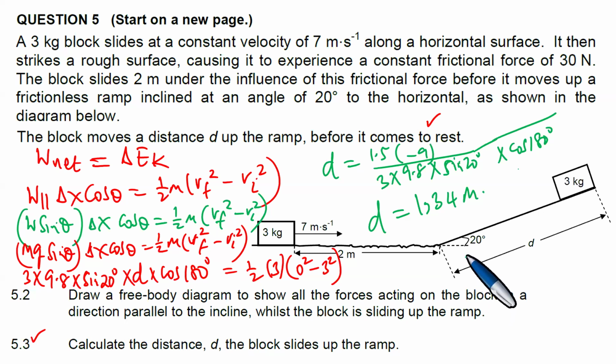So obviously we're interested in knowing the distance d the block slides up the ramp. So we know that we have found therefore that d is 1.34 meters.